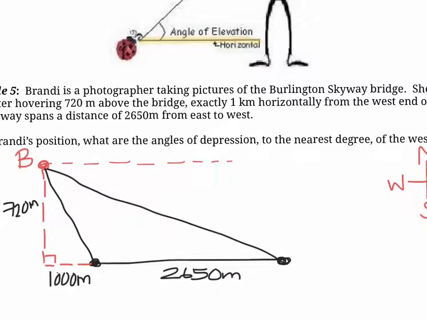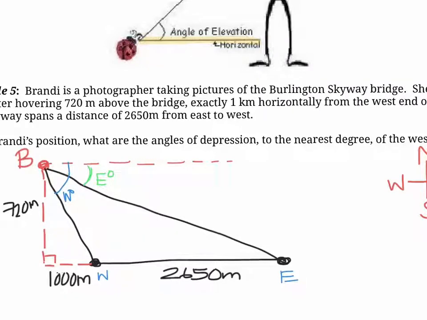Here's our west end, we'll put a little W. Here's our east end. The two angles are between the horizontal and the east end, and between the horizontal and the west end. We're looking for this angle, which is for the west end, so that's going to be a certain degree. And then we're looking for this angle here, which is for the east end. Let's work on them one at a time. Let's find this angle here.